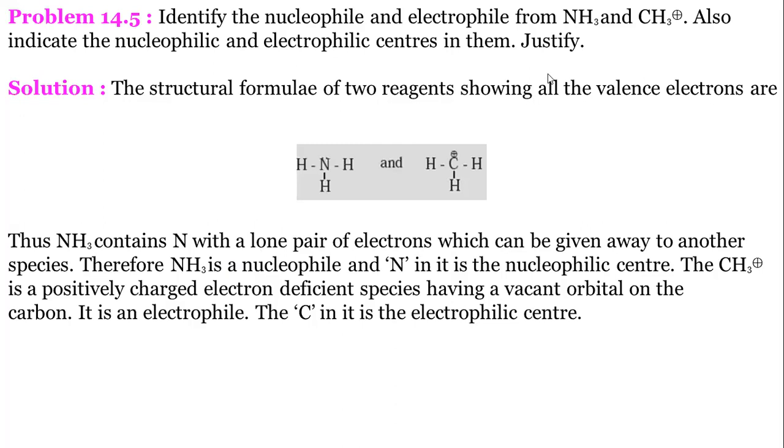One problem is given here. Identify the nucleophile and electrophile from NH3 and CH3 plus. Also indicate the nucleophilic and electrophilic centers in them. Justify. Its answer is also given. The structural formulas of the two reagents are given here. In ammonia, nitrogen has a lone pair of electrons.